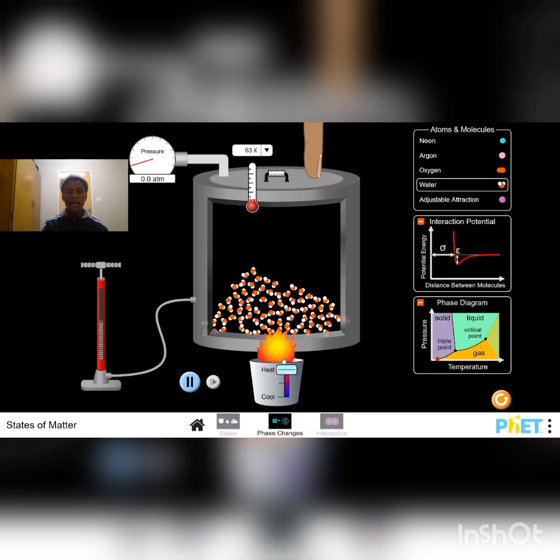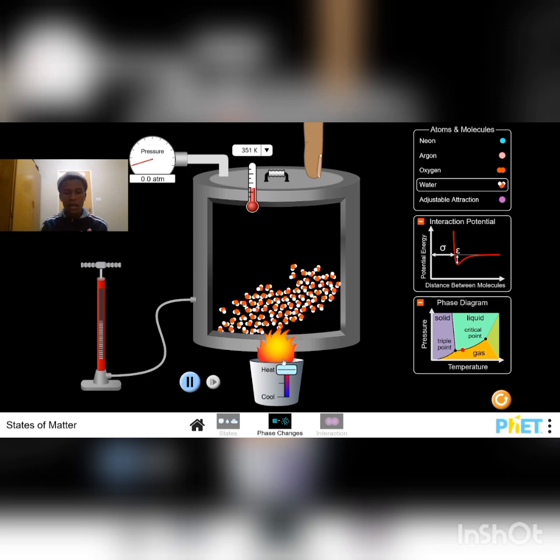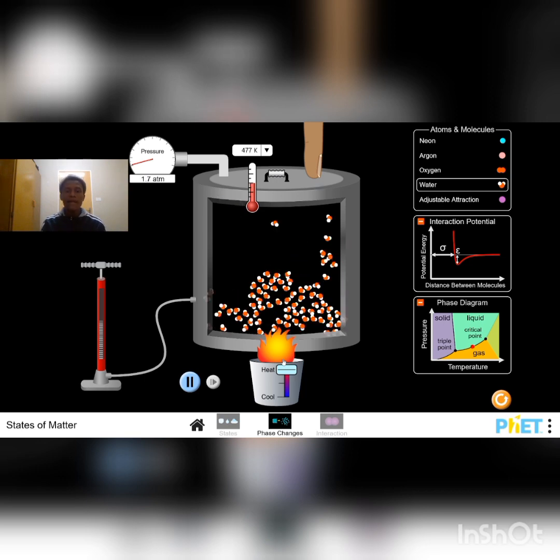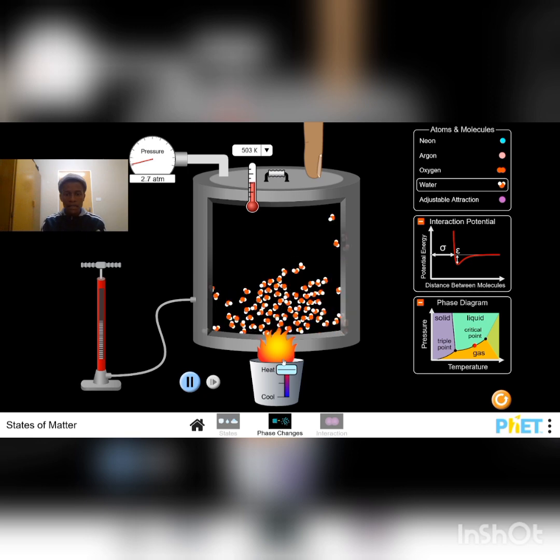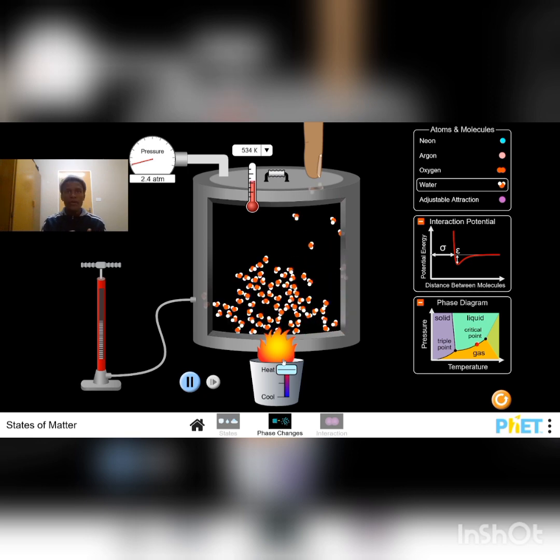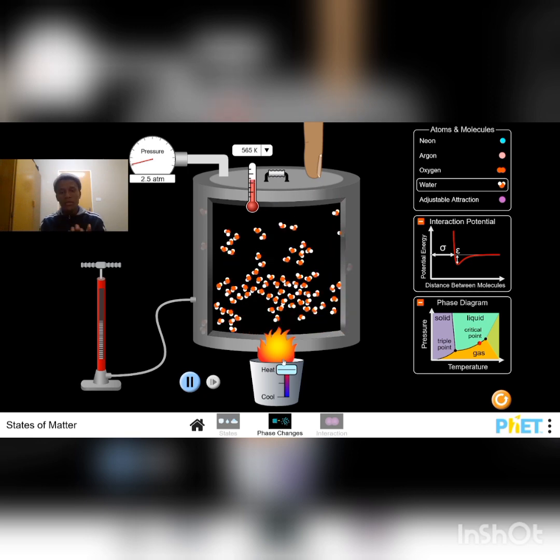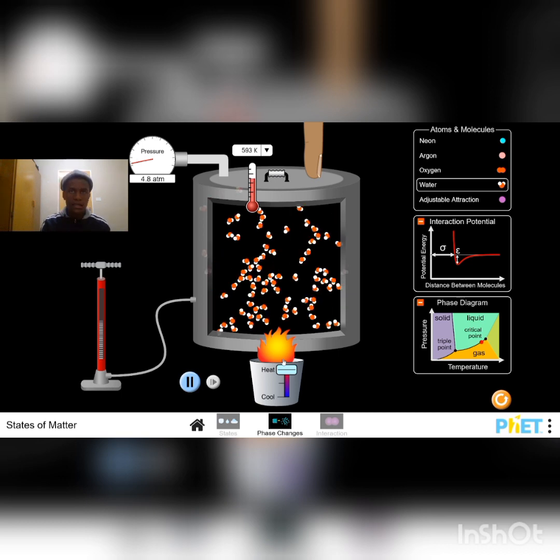So when we add heat to our water molecule, the particles will become excited and collide with each other, and they will gain more energy to overcome the intermolecular forces. So the particles will speed up until they reach the maximum level of temperature required for a certain state to change to another state.